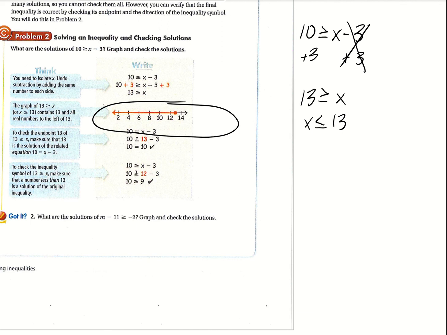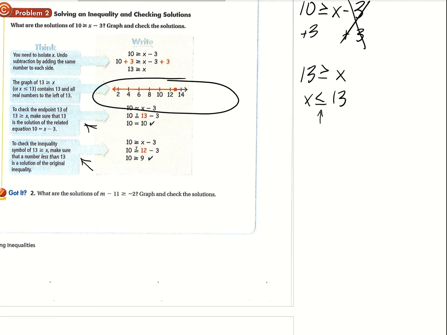And there's that graph right there. Note that they also check it here and here. They are just checking the numbers that are close to 13, or even 13, since we have an equals sign involved. They're just making sure they're shading the correct side of the dot, which would be the left side. Hopefully that's a little bit less confusing.